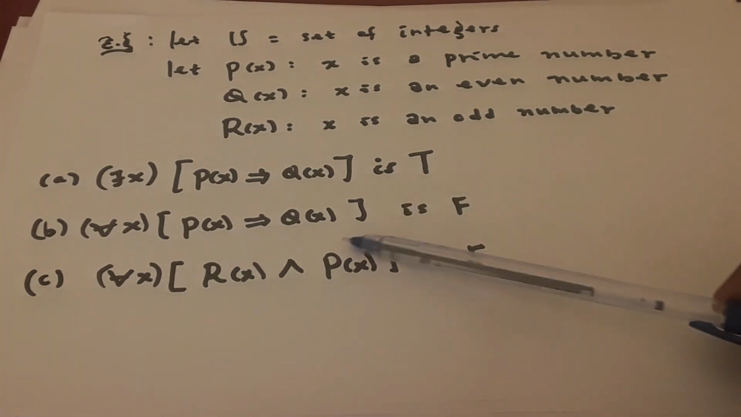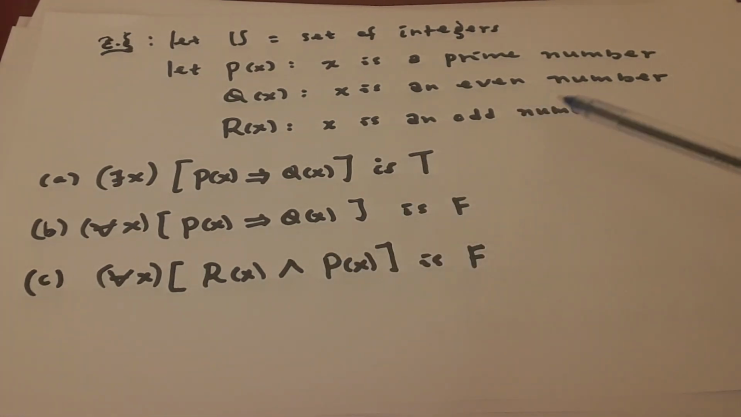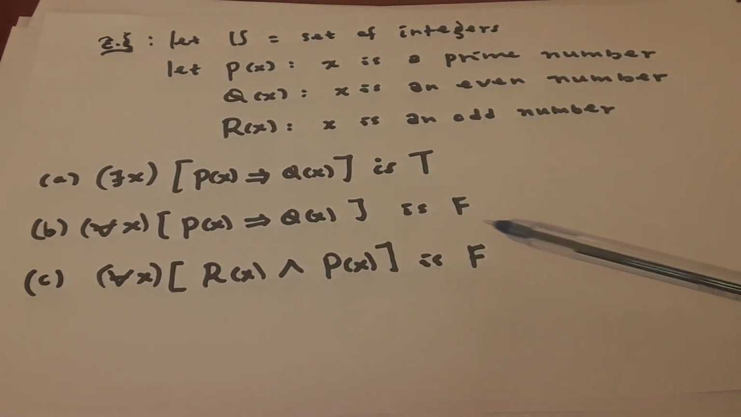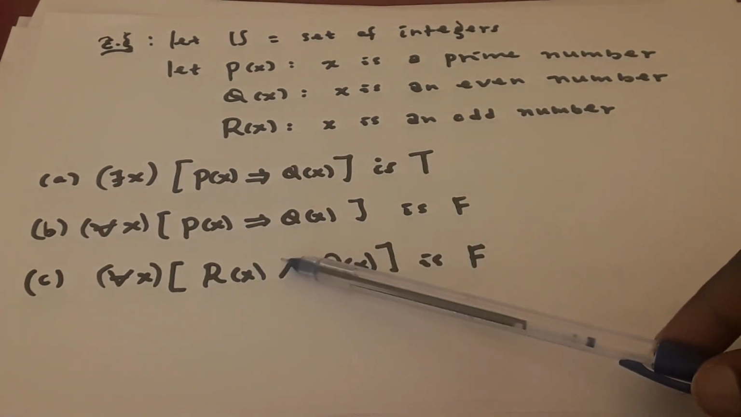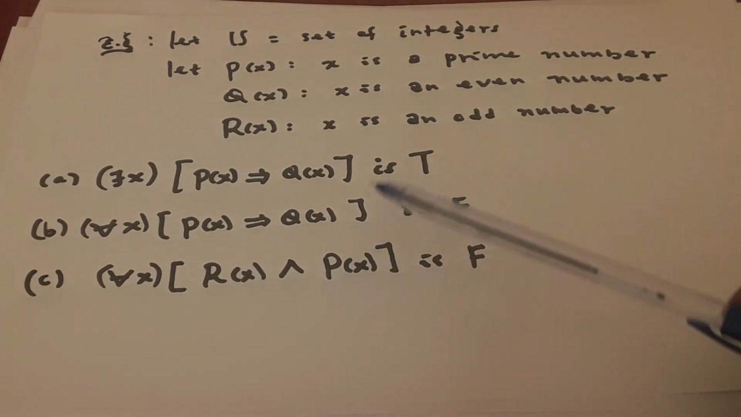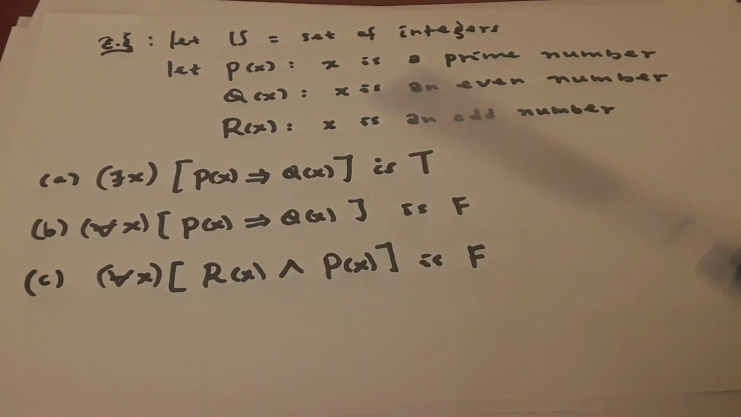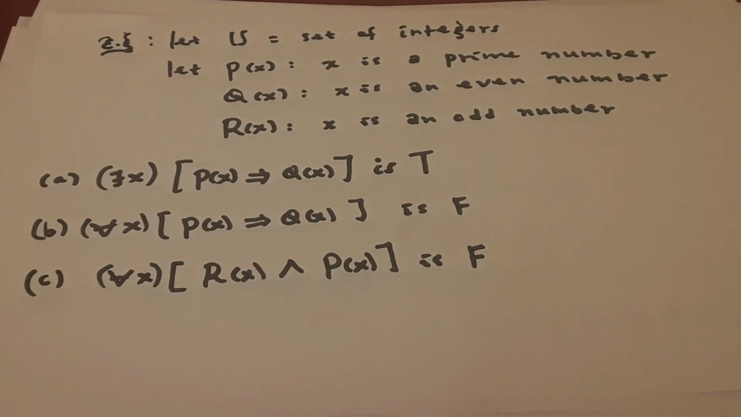Again, for all x, P of x implies Q of x is false, as you can take a counter example. If x is a prime number, then x is an even number. Let's say 5 is a prime number, P of 5 is true, but Q of 5, an even number, 5 is not even, it's just odd. That's why it's false, true implies false is false.